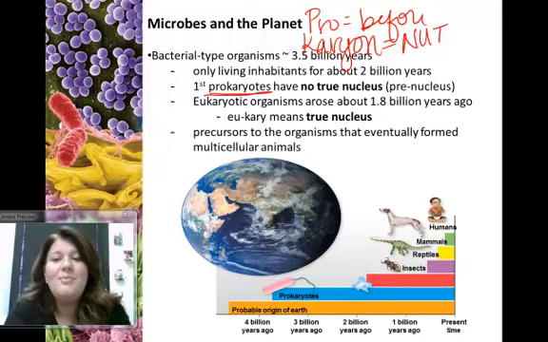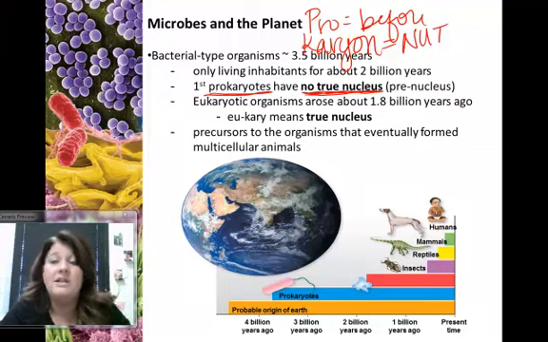So the prokaryotes, before the nut, have no true nucleus. The reality is it's not just about the nucleus, but the nucleus is sort of the big defining characteristic. Prokaryotes have no membrane-bound organelles, and the nucleus is included in that. Your nucleus is a membrane-bound structure.